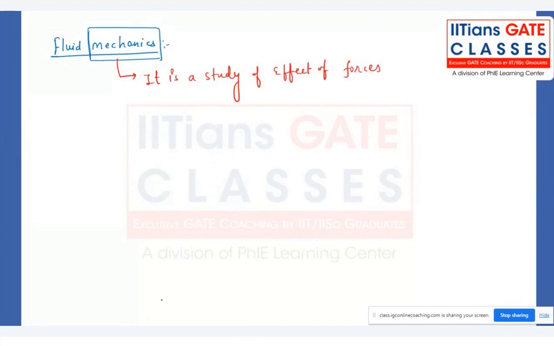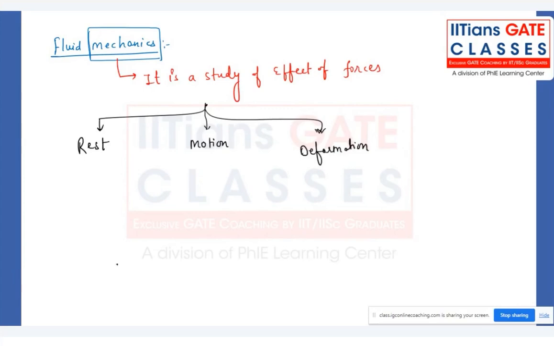Now, when I say study of effect of forces, you might have seen a body which is undergoing motion, or a body which is under rest condition, or a body which is undergoing deformation, right? So you will have a scenario where the body is under completely rest condition, a body under motion, and a particular body undergoing deformation. Anyone in the class can tell me, in engineering mechanics, out of these three, what you have studied.